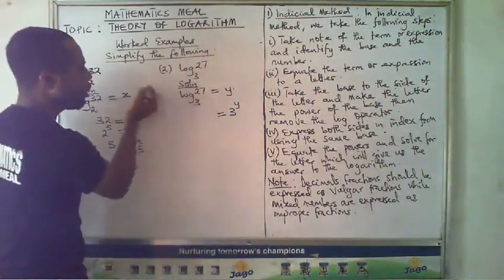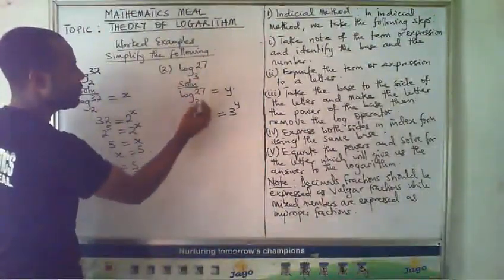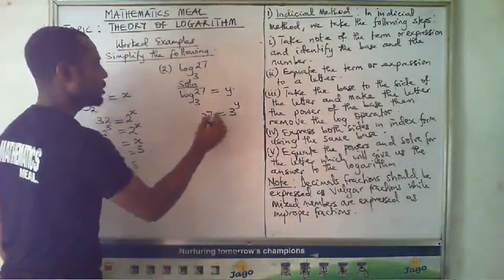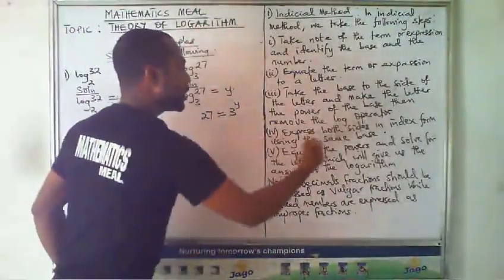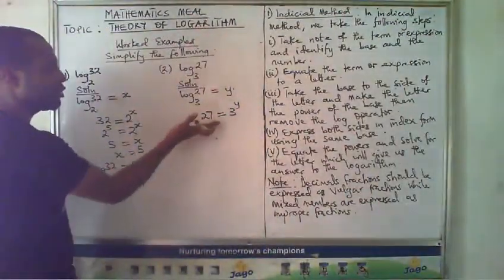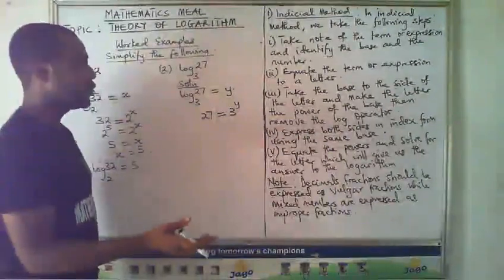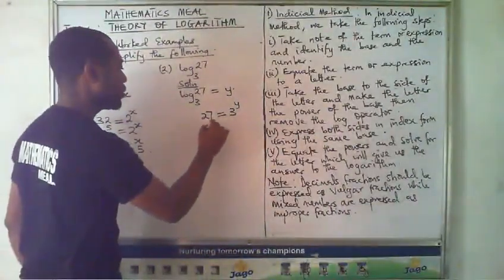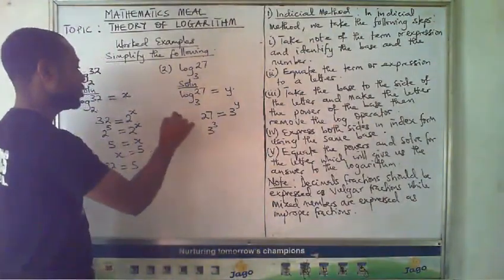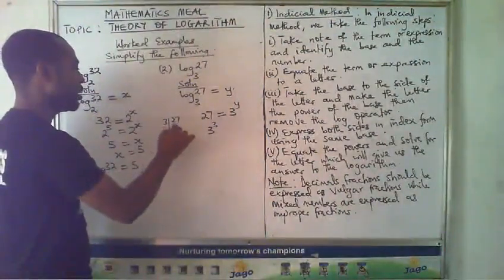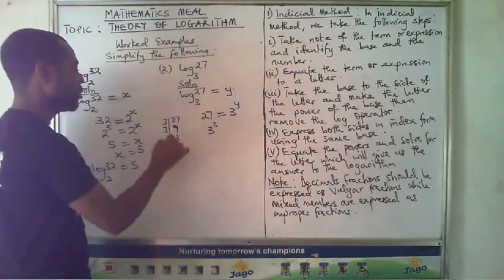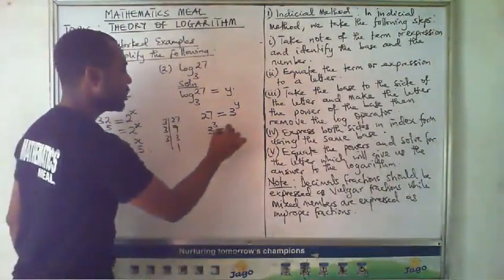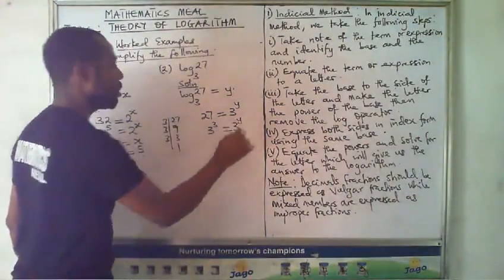So I've removed the log operator, remove 3. The only number remaining here is 27. They say now express both sides in index form. If I want to write this in index form, I'm going to use 3, and that will give me 3 raised to the power 3. When you divide 27 by 3, you have 9. Divide again by 3, divide again, 1. 1, 2, 3. So I have 3 raised to the power 3.